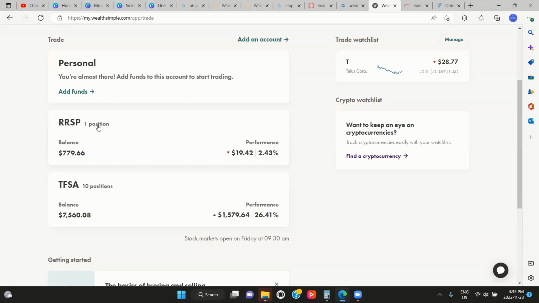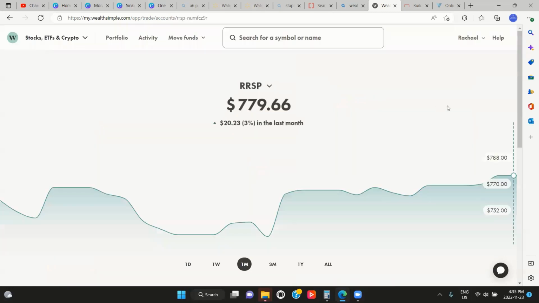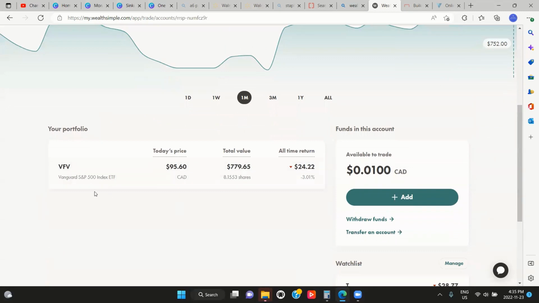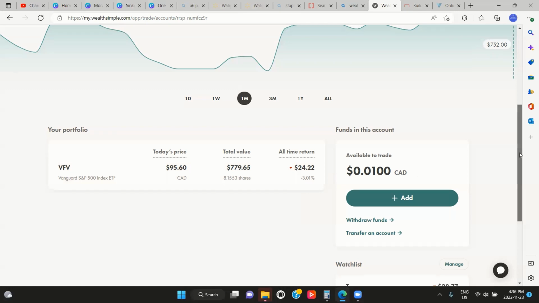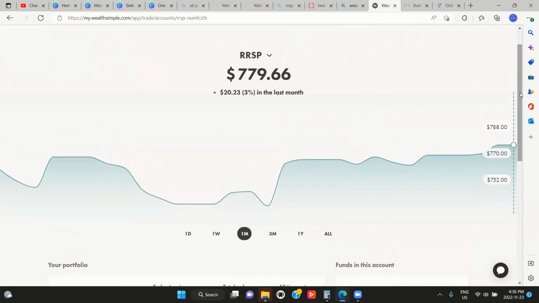Here in the RSP, I just have one position, and I believe it's the VFV. Yeah, it's the VFV, the Vanguard S&P 500 Index ETF. This is the top 500 companies in the US market. That's what we have in this one. It's converted to Canadian dollars at 95.60 Canadian dollars per share. I have 8 shares of that, so that is the total right there. And it says right now it's down 3.1%. If I had so much money, I would love to put money in here. But right now, I am more focused on clearing my outrageous line of credit debt. So I'm not putting anything in here right now.